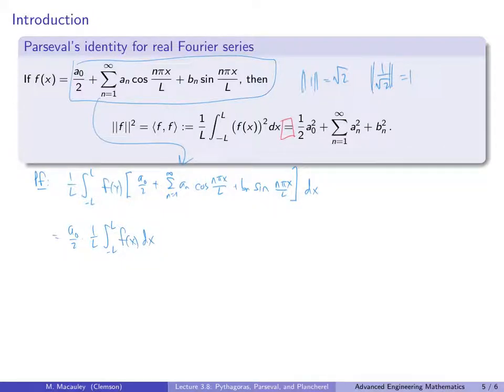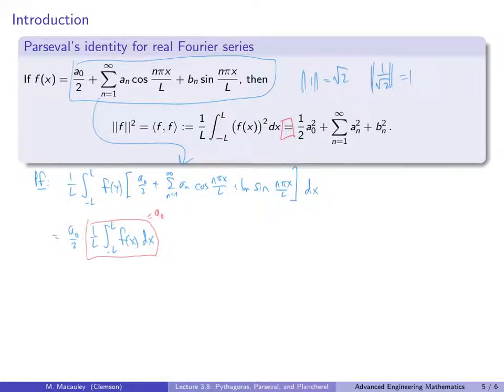Now, this integral, before I go any further, should remind you of something. What is it? That's the definition of a naught. So far, so good. This first term is a naught squared over 2, and that's exactly what we needed right here. Okay, so what do we have next?